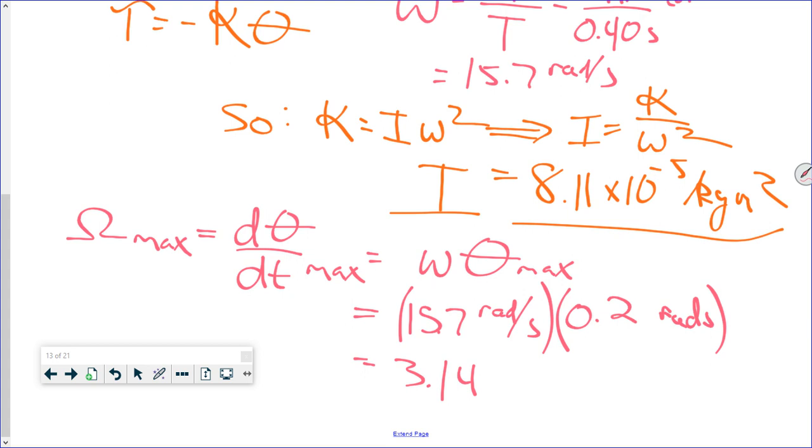Wait, how does this work? I don't remember. Let's not get bogged down with it. It's supposed to be radians per second. Oh, no, that wouldn't even work either. There's got to be a radians per radian in there somewhere. That's really frustrating. I don't know. It just works.